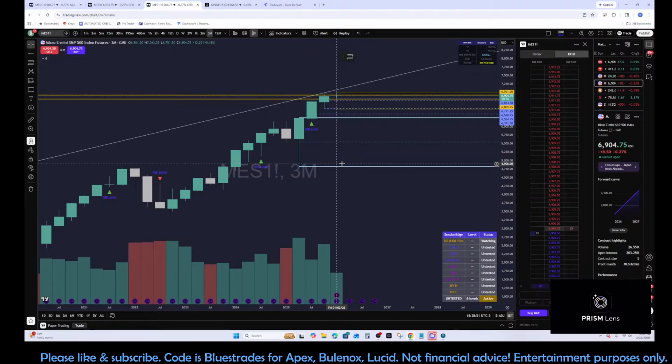We're inside a broadening formation. Until we get out of it, buy the freaking dip. Not financial advice, entertainment purposes only. Learn what a broadening formation is, so you can see it for yourself.